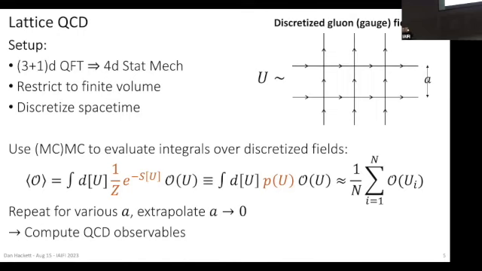So the way we do this in lattice QCD is we'll repeat a calculation from multiple different lattice spacings and then extrapolate to take the continuum limit.